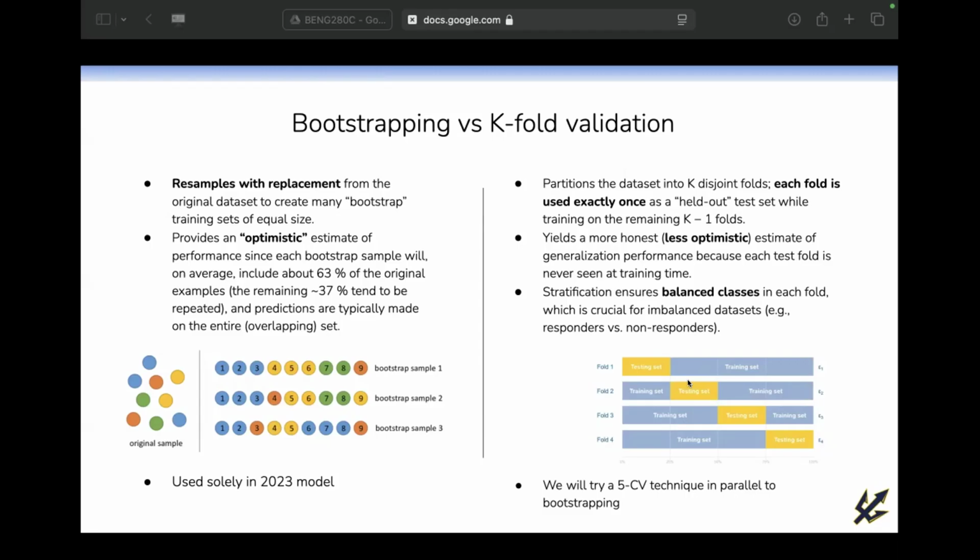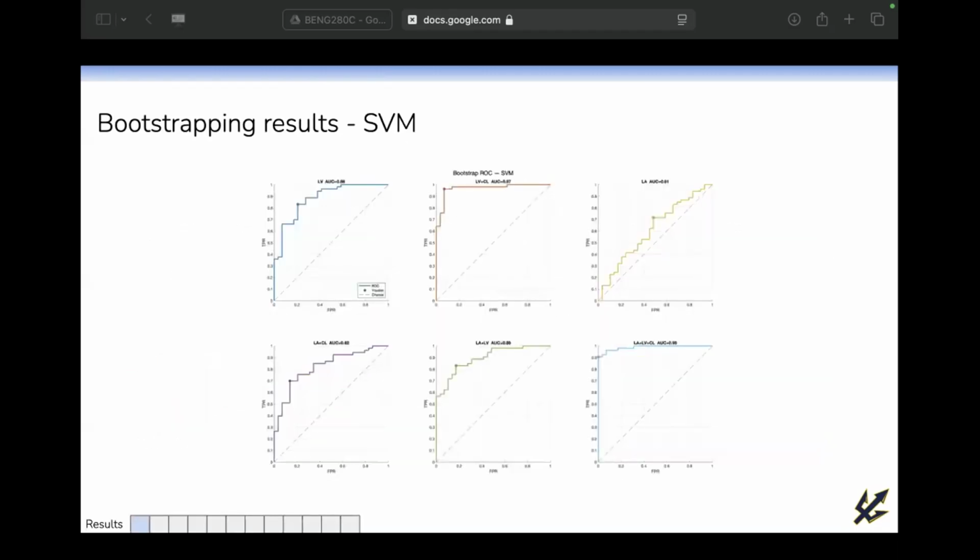So yes, there's going to be a lot of data, but bear with me. I'm going to have a summary table at the end. Okay, so we have data.